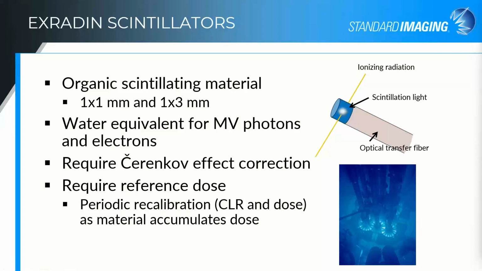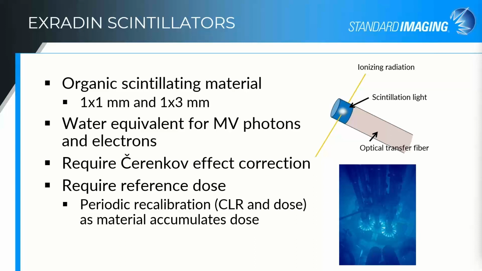The third detector option I want to talk about is the scintillator. This is the one that's not as familiar for most physicists. Our scintillator is an organic plastic that scintillates in the blue portion of the spectrum. Ionizing radiation interacting with this plastic creates visible light, which is transmitted down an optical transfer fiber. The signal is collected with some dedicated optics, turned into an electronic signal so that we can do some processing on it.